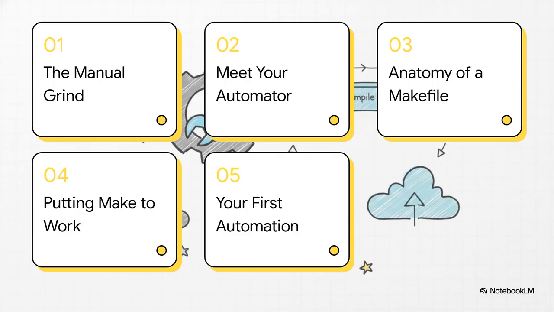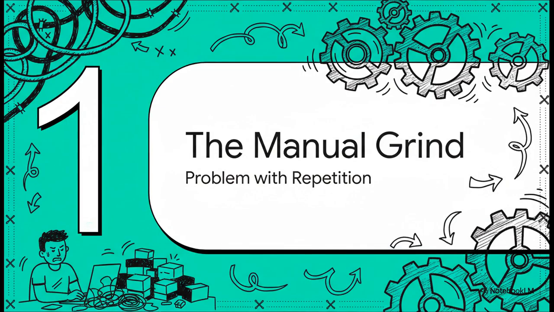Here's the plan. First, we'll really get into the problem, what I call the manual grind. Then we'll meet our solution, the Makefile, and we're going to dissect it, look at its simple but really powerful anatomy. After that, we'll see it in action, and by the end of this, you'll be all set to create your very first automation.